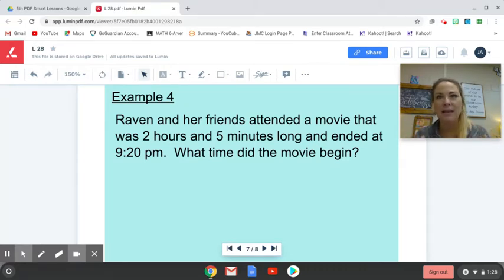But really, the most basic way of solving these is starting with the time you're given and either moving forward or moving back in time. Just thinking about it or drawing it out or whatever method works for your brain. So for me, I would just talk through how my brain would think about this. I know that the movie ended at 9:20 p.m. I'm going to start with the 2 hours.